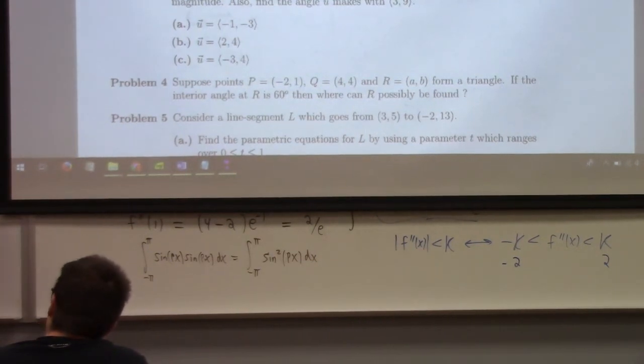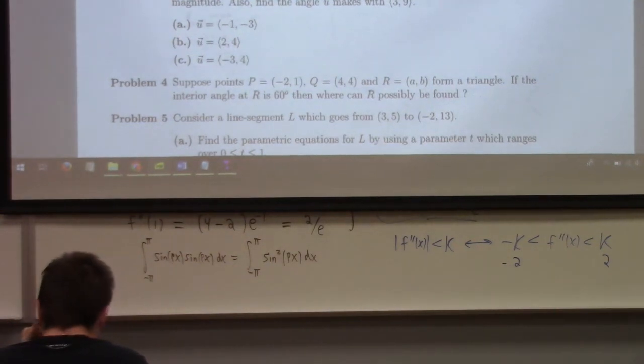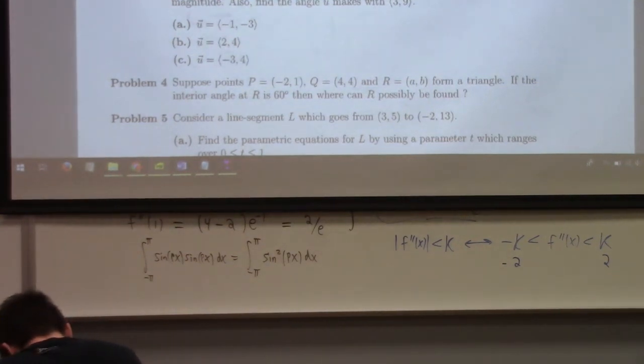So if we put P at (-2, 1), and we put Q at (4, 4), so roughly over here, guesstimating, then the question is, where can R be in order to form a triangle where the interior angle at R is 60 degrees? So for example, here-ish is one.